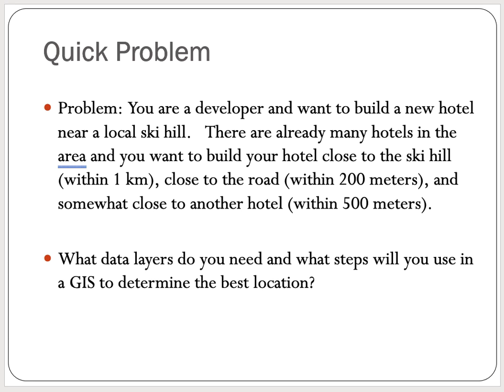So to end this lecture slide, I do want us to look at a quick problem and how you could solve this type of problem using GIS. So our problem is that you are a developer and you want to build a new hotel near a local ski hill. There are already many hotels in the area and you want to build your hotel close to the ski hill within 1 kilometer, close to the road within 200 meters, and somewhat close to another hotel within 500 meters. So the question is, what data layers do you need and what steps will you use in a GIS to determine the best location?